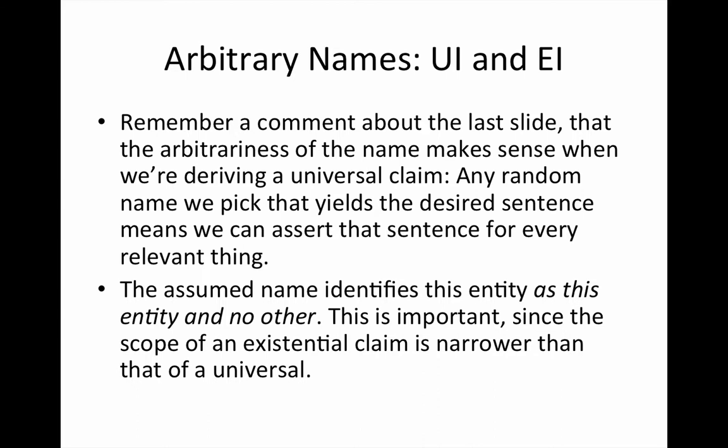The assumed name in a subproof identifies the entity as this entity and no other. This is important since the scope of an existential claim is narrower than that of a universal, right? Think about what happens when we eliminate the universal. All we have to do is remove the quantifier and instantiate the variable. That's because the scope of the universal is complete. Not so with the existential.